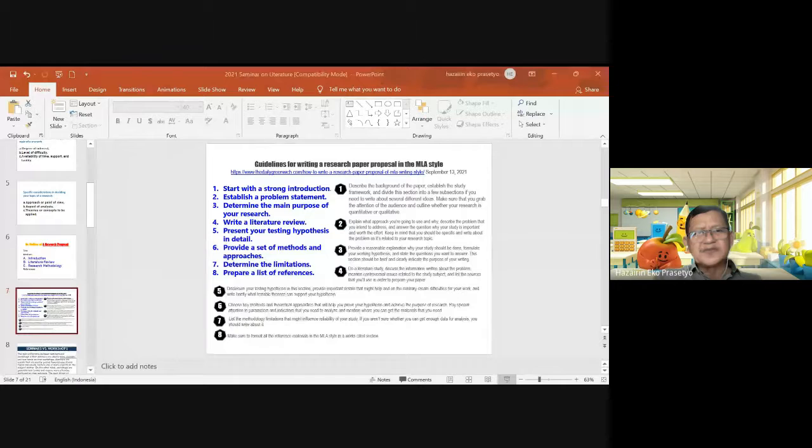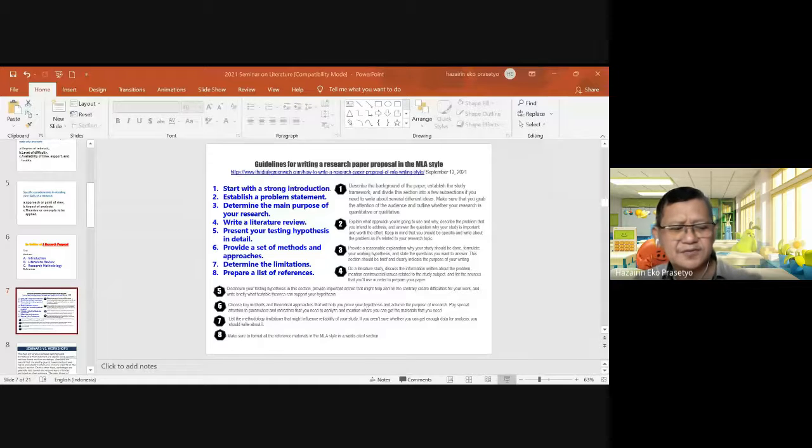There is a statement. It's MLA style, right? Start with a strong introduction. So your introduction should be strong. What is meant by strong here? Well, you should tell your readers or your consultants that this topic is important. This topic is different from other topics. This topic is useful. That's what is meant by strong, right?